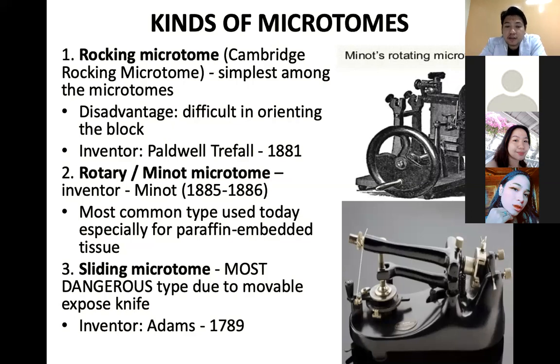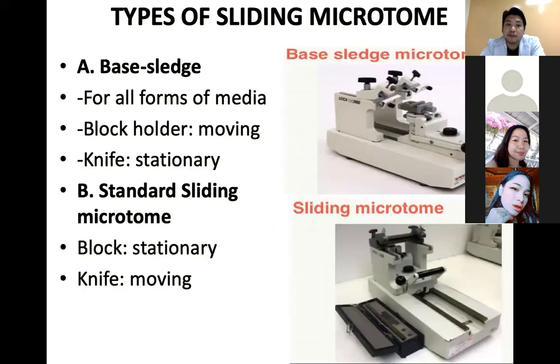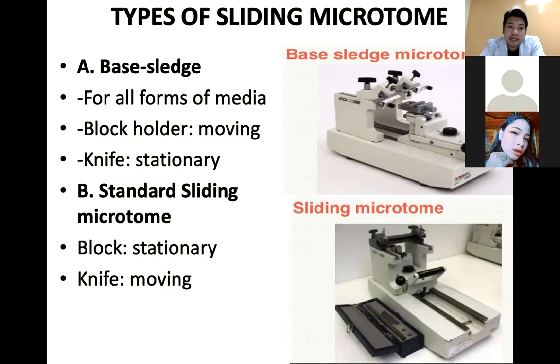Another type of microtome is the sliding microtome. It's the most dangerous since the knife is exposed. It was invented by Adams, and we have two types of sliding microtome: the base ledge and the standard sliding microtome. What are the differences between the two? In the base ledge, the block holder is moving and the knife is stationary. For the sliding microtome, the block is stationary and the knife is the one moving.